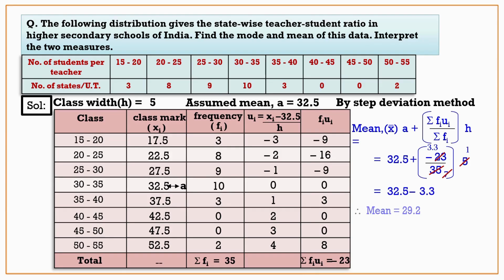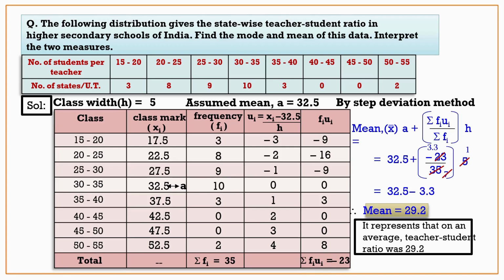So the approximate value is coming, the mean is 29.2. So what does it represent? It represents that on an average the teacher student ratio is 29.2.